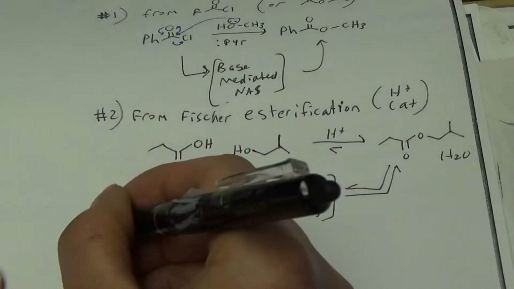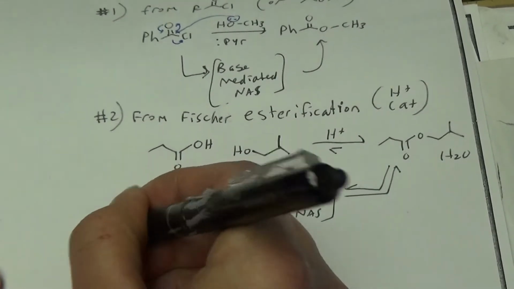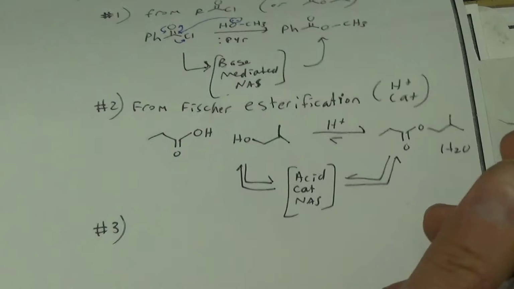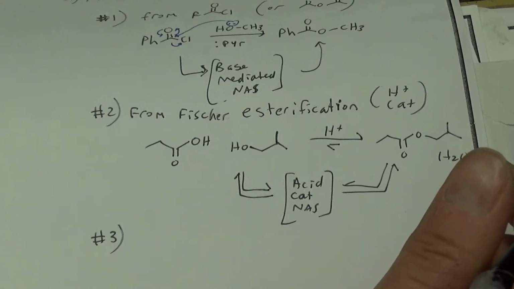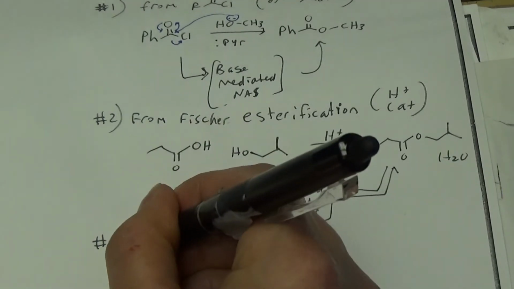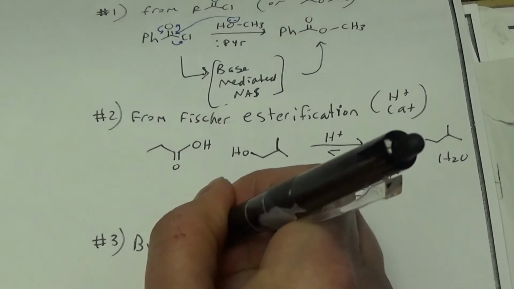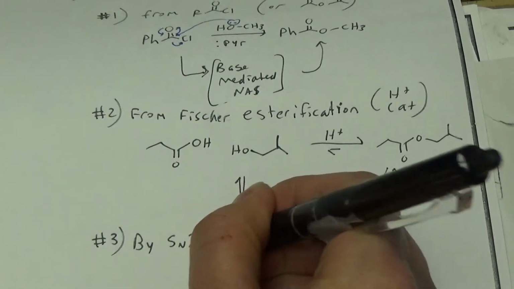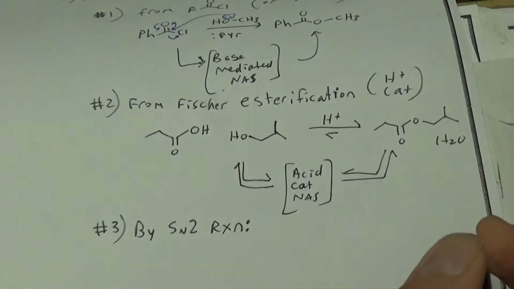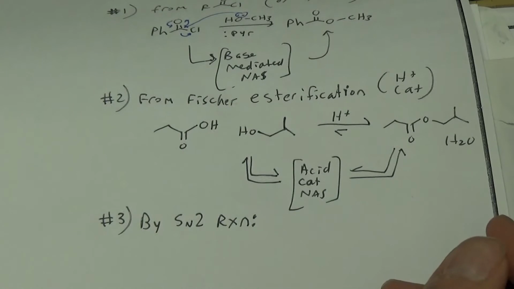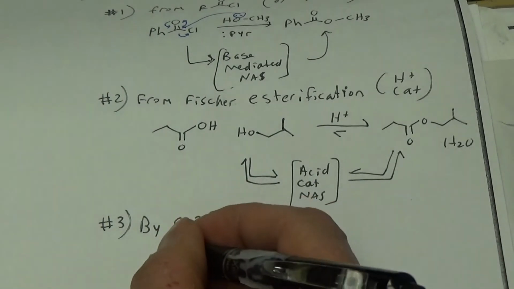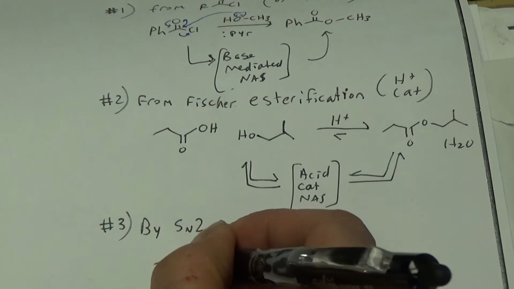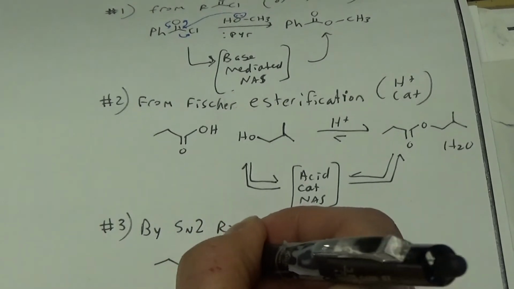Okay, well, we have one more method that you have not seen, but we're talking about esters, so let's talk about other methods to make esters. By SN2, remember that scary reaction from organic 1? Nucleophile attacks carbon, kicks off leaving group, remember that? So here's a way you can make an ester from an SN2 reaction, and we're going to do the same exact one we just showed.